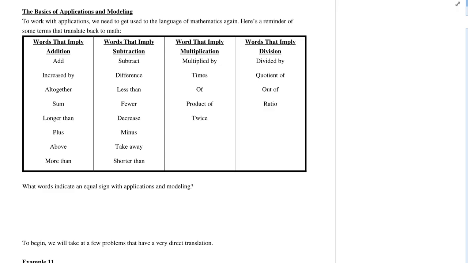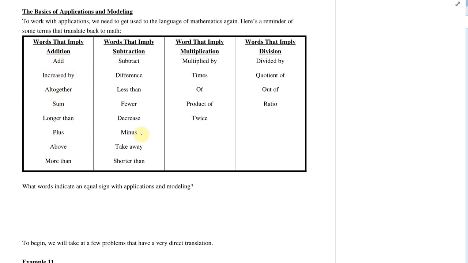Guys, I'm looking at page 236 in section 3.1. So now we're going to talk about the basics of applications and modeling. We have actually talked about this in chapter 1, and you should have come up with a whole list of words that go with mathematical modeling.